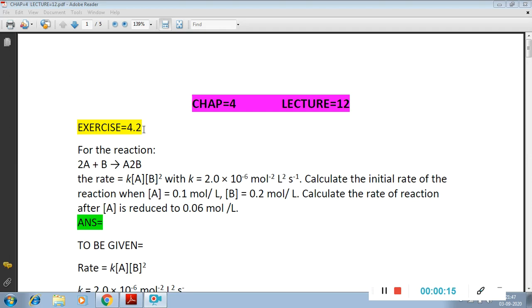Example number 4.1 from your exercise we have calculated already. So I am starting here example number 4.2. The question is like this.